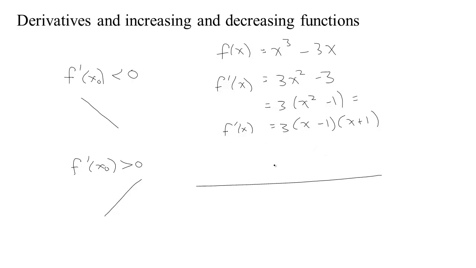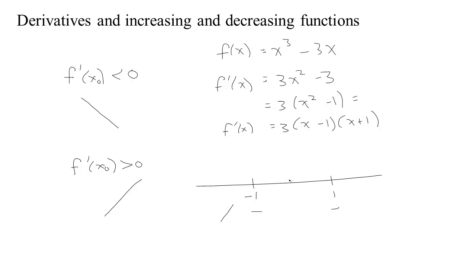If you look at the slope of this function, a couple of important things. When x is either negative 1 or 1, the slope is 0. If x is less than negative 1, we'll have 3 times something less than negative 1 minus 1, which is definitely negative, and x plus 1, which is also negative. So we'll have a positive times a negative, that's positive. That means the graph of this function must be going up in this region.